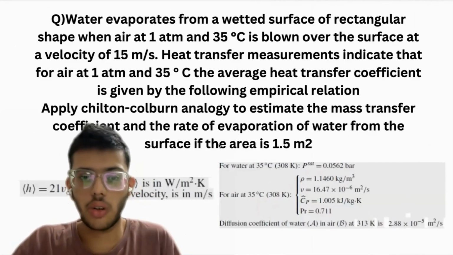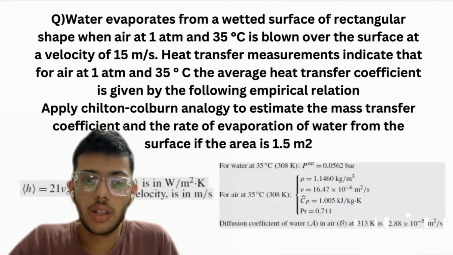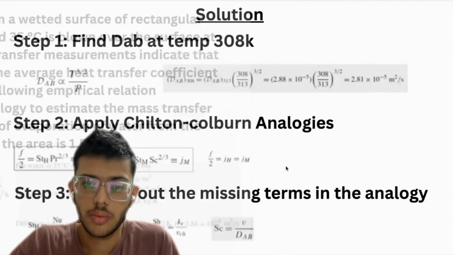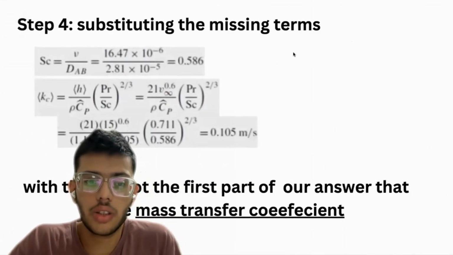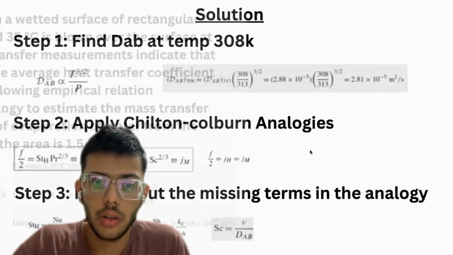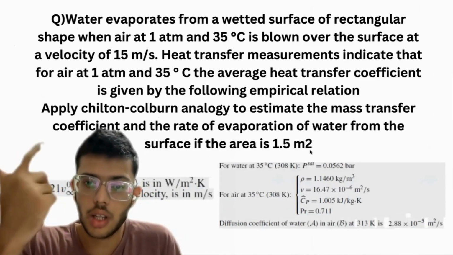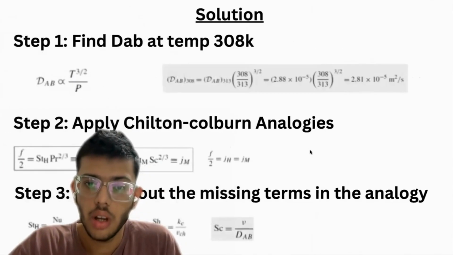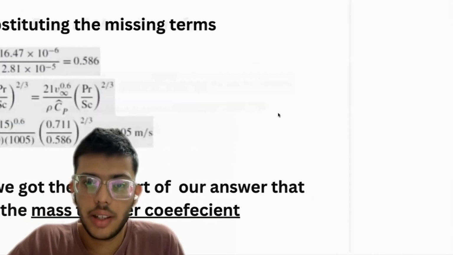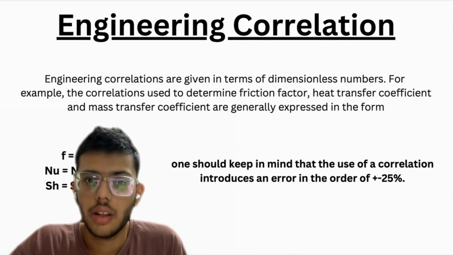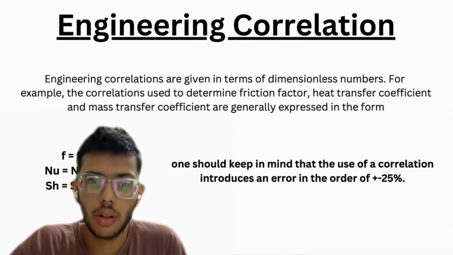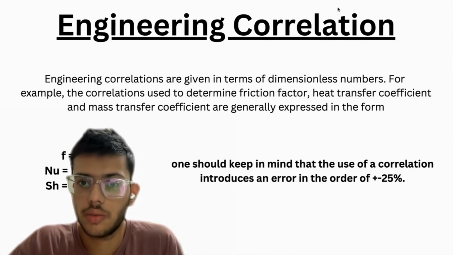So with this, we solved the two parts of the question, that is, estimate the mass transfer coefficient and the rate of evaporation of water from the surface. I hope you got a pretty clear idea about how we're going to solve the rest of the question if it includes dimensionless numbers and transport analogy. Now, Radha will teach us more about engineering correlations, and you will get much more idea about engineering correlations.